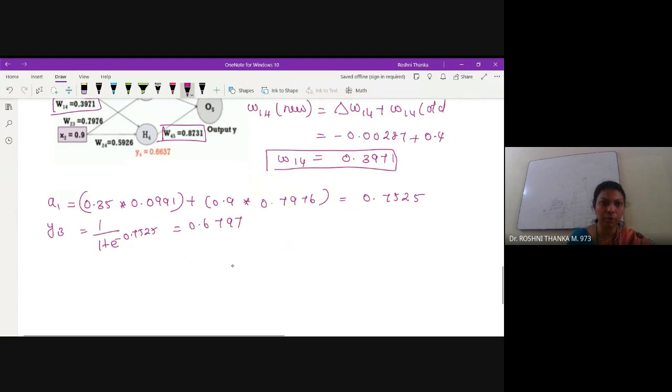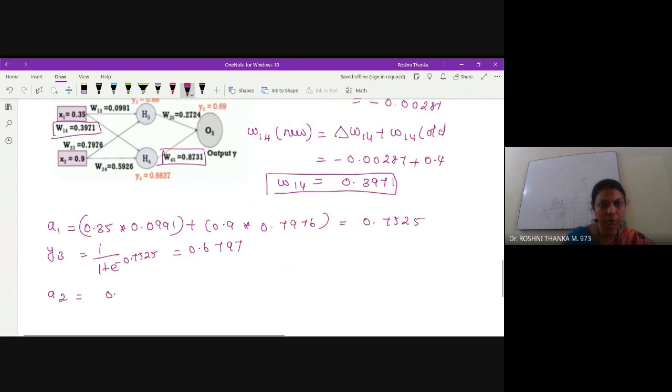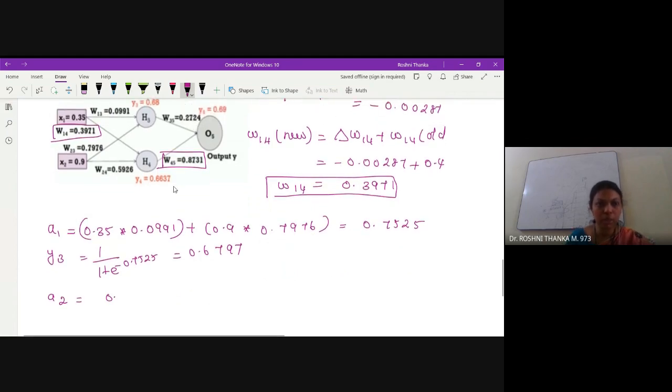And the same way you have to do for A2. How will you do for A2, for this node? So what are the inputs? 0.35 into the weight 0.3971 plus the next input 0.9 into 0.5926. So you will get 0.6723. When you apply it for Y4, you will get a new value of 0.6620.